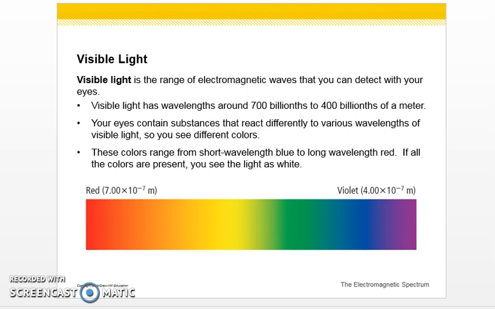Visible light. This is the range of the electromagnetic waves that you can detect with your eyes. Visible light has wavelengths around 700 billionths to 400 billionths of a meter. Your eyes contain substances that react differently to various wavelengths of visible light, so you can see different colors. These colors range from short wavelength blue to long wavelength red. If all the colors are present, you see the light as white. Make sure you're coloring this spectrum, and you will want to write next to the blue that this is the short wavelength and this is the long wavelength.